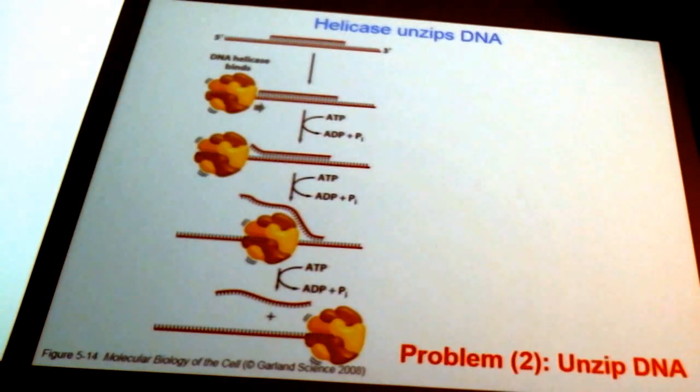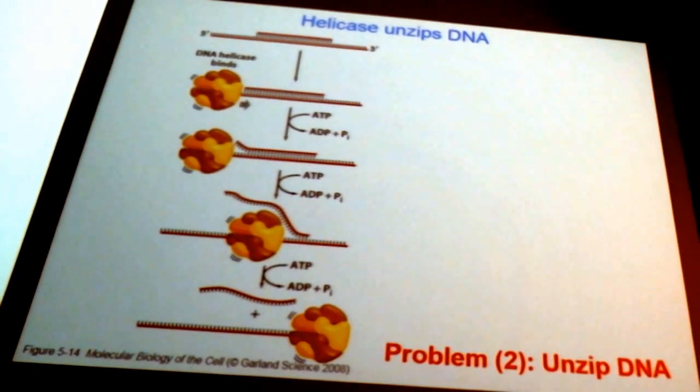All right. So that brings us to problem number 2, which is how do you unzip the DNA? It's a very long, highly base paired molecule, so you can imagine you need a lot of energy to do it. And you use ATP to achieve this. The enzyme complex that does this is called a helicase. It'll become clear why it's called a helicase. It literally moves around an axis like a helix. And here's what it can do.